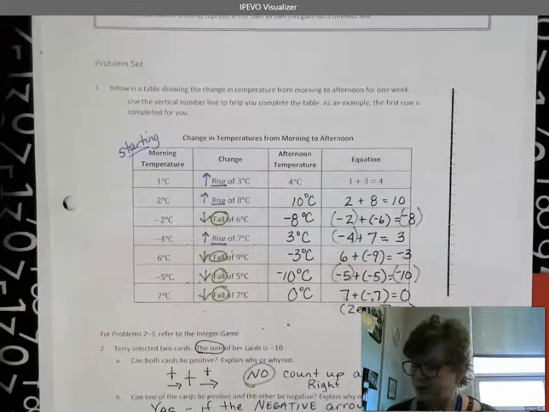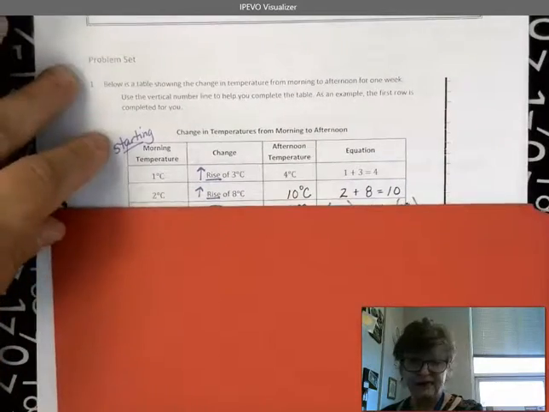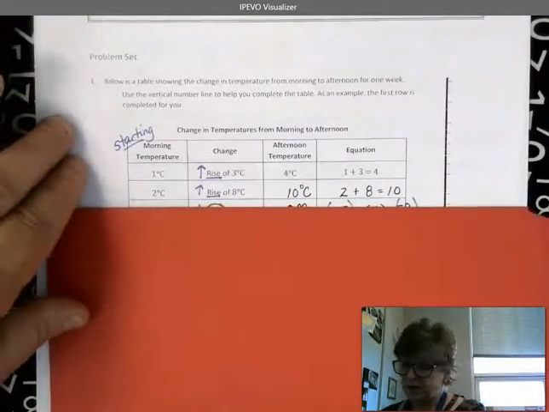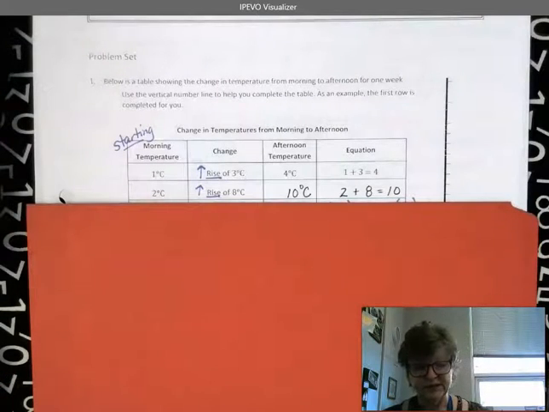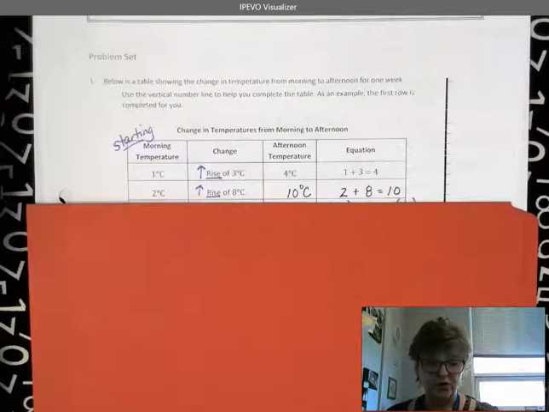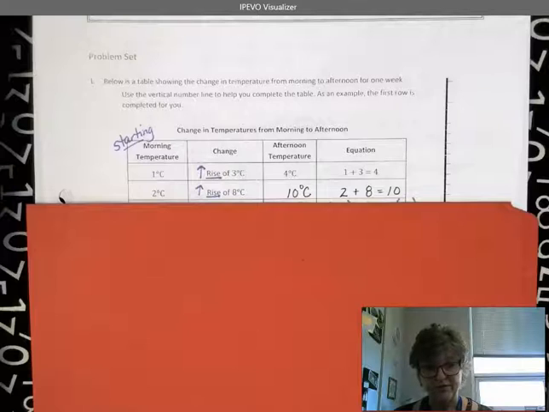So you had a table here to complete to find the new temperatures in the afternoon. Please note that our morning temperatures would obviously have been our starting points. So looking at those starting points, we want to make sure that we are determining whether we are rising or whether we are falling on the thermometer or on a vertical number line.